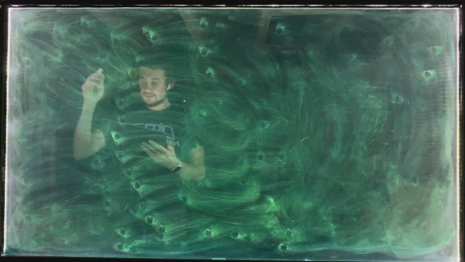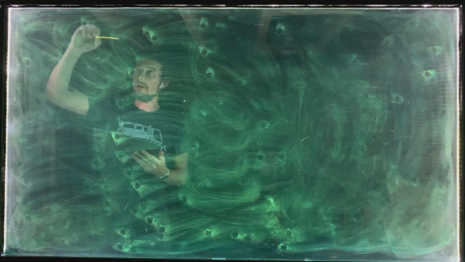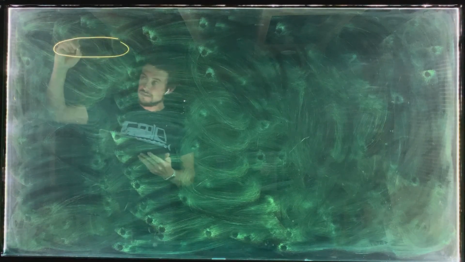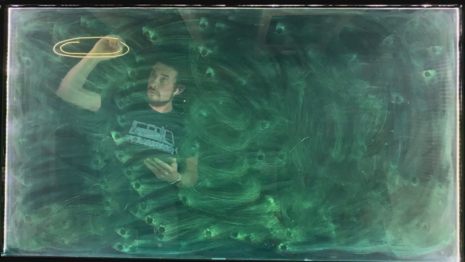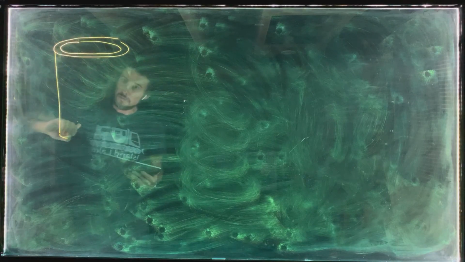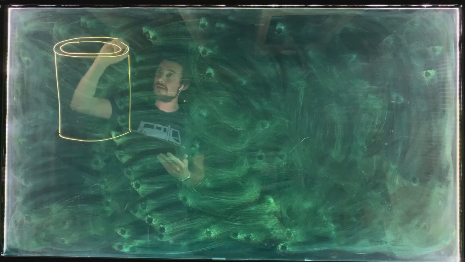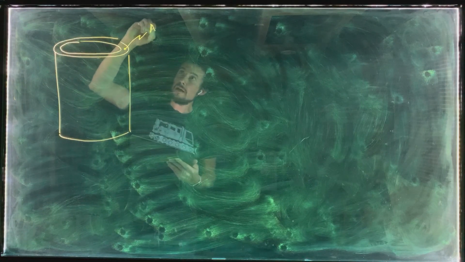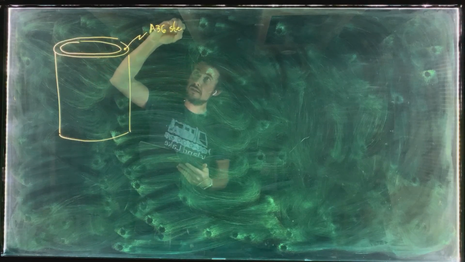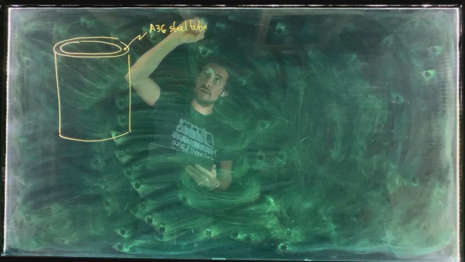Okay, so let's keep going. This is a short problem, which is nice to have after those two other ones, but it's an important one too. So what we've got here is a steel tube that's like this. It's going to be an A36 steel tube.